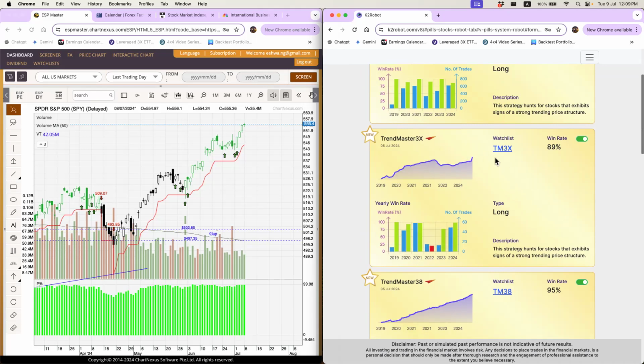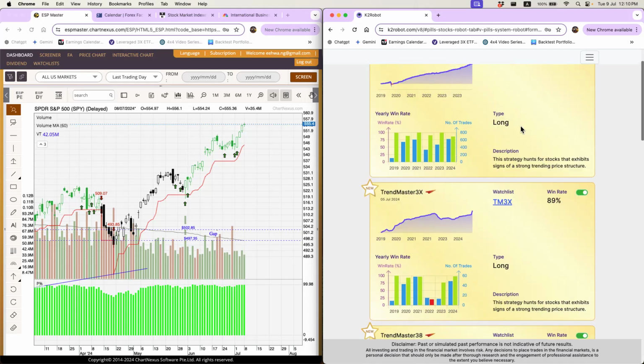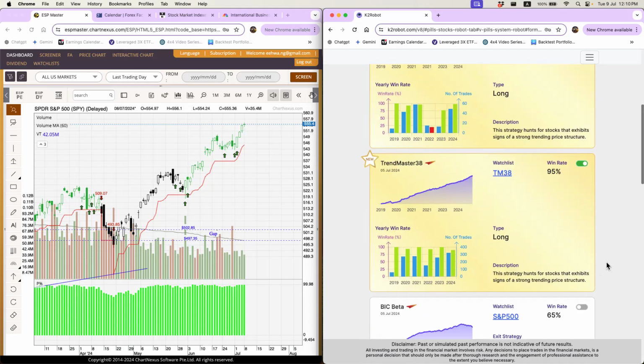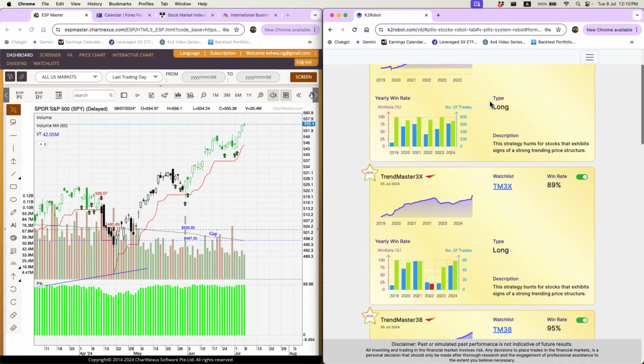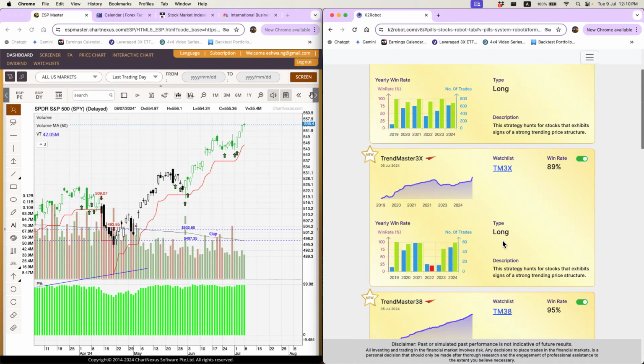So you can see this TrendMaster, let's say TrendMaster 3X, maximum 3 trades. If I also choose TrendMaster 38, maximum 3 trades. So in a night, maximum only 6 trades if you activate these 2 robots. If you activate 3 robots, maximum one night, how many trades? 9 trades. That is for the TrendMaster. This video is all about TrendMaster.